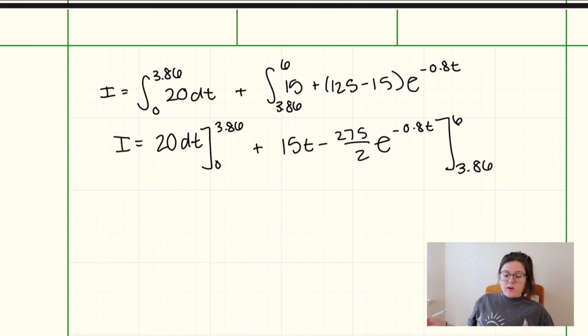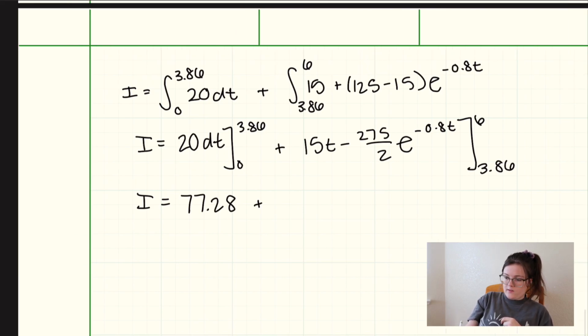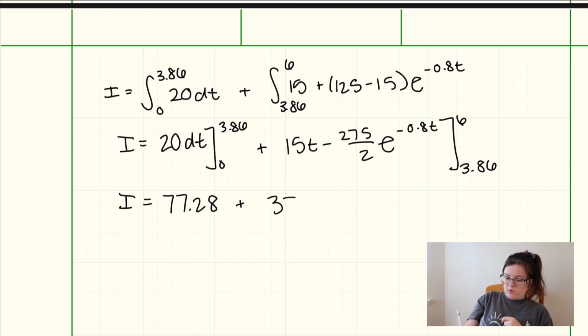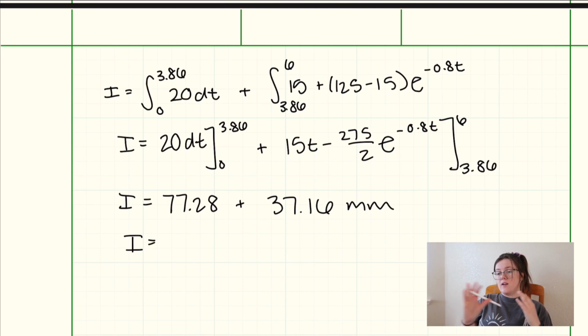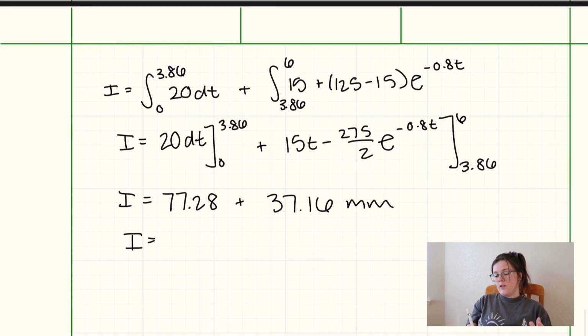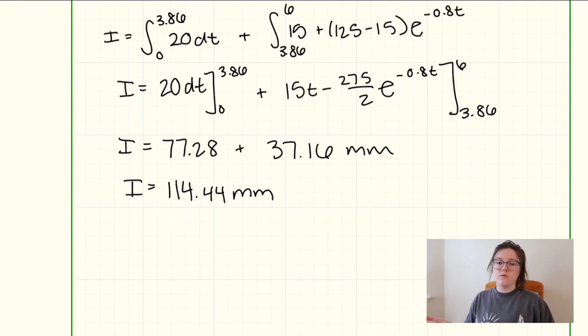And then once we evaluate these integrals over these time periods, broken up into that first part under the precipitation and that second part underneath the infiltration curve, we will get, for that first part, 77.28 millimeters, and then that second part will be 37.16 millimeters. All together over the entire 6 hours, we're looking at 114.44 millimeters of infiltration.